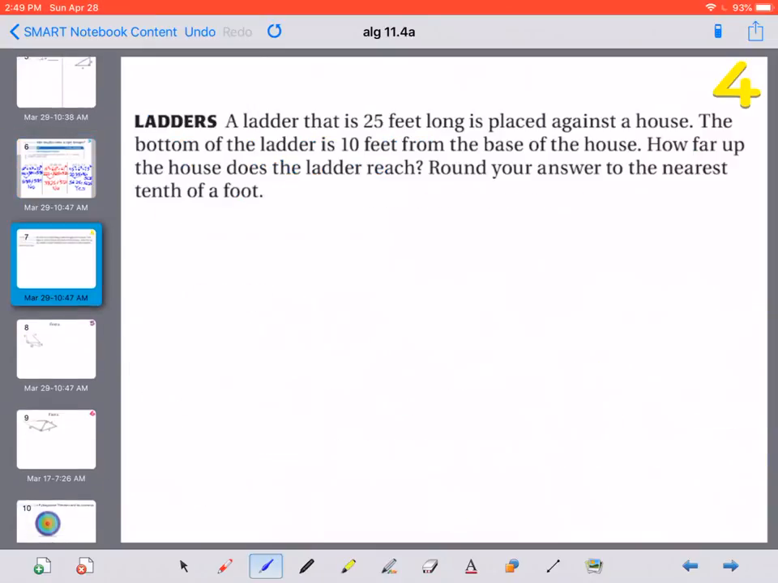Alright, so now we got a word problem. It says a ladder that is 25 feet long is placed against a house. Okay, so I'm going to draw this out. There's my house. My ladder is placed against it, and I know that's 25 feet long. The bottom of the ladder is 10 feet from the base of the house. Okay, so I know that the bottom of the ladder is 10 feet away. How far up on the house does the ladder reach?